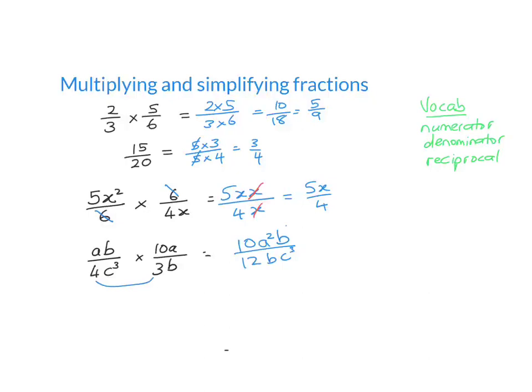Now I can cancel that b with the b. And I can also simplify my fraction. That becomes half that and half that. So I end up with 5a squared over 6c to the power of 3.